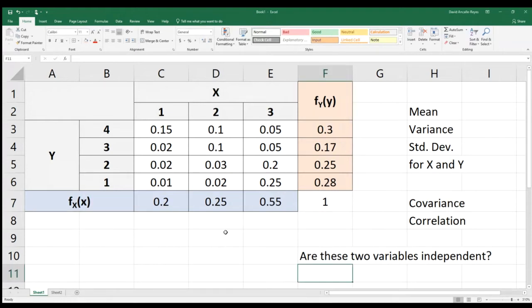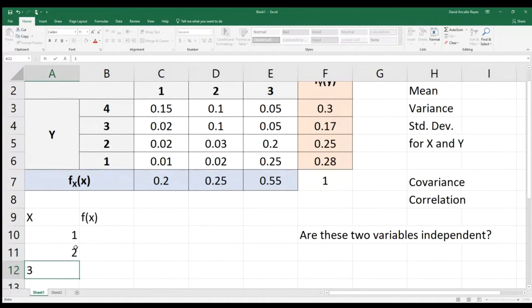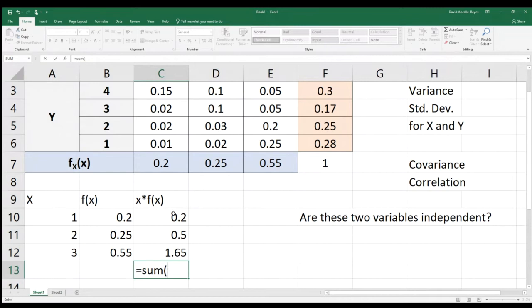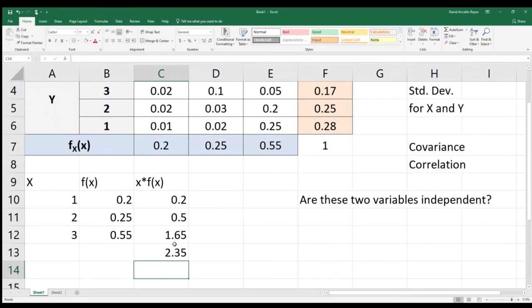Let's find the mean and the variance first. I think that one's relatively simple. What I would do just to make my life a little bit easier, I would tabulate this a little bit differently. I would put a table with my x values and my marginal probability of x. So here x is 1, 2, 3, and my marginal probability was 0.2, 0.25, 0.55. You know that the mean is the sum of x times its probability, so I can just multiply these two. And adding these up, I get a mean of 2.35.